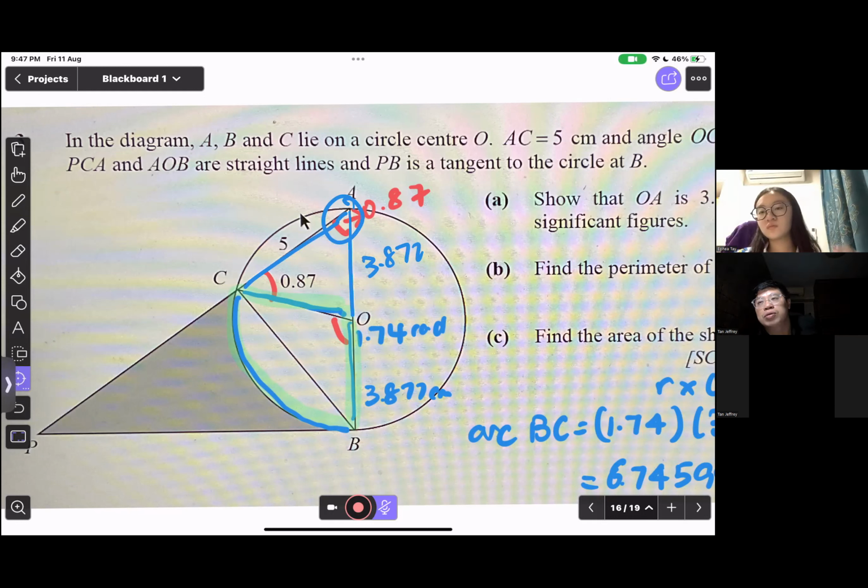Always remember when you go to part C, it's like reading a storybook. So part A and part B will help you to understand part C. You need things from part A and part B to do part C. The whole question flows like a river.